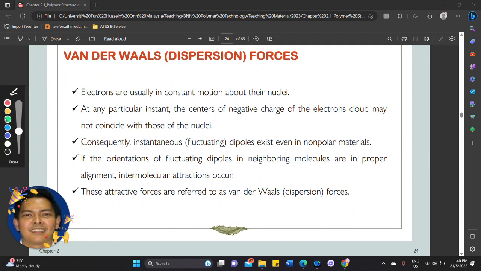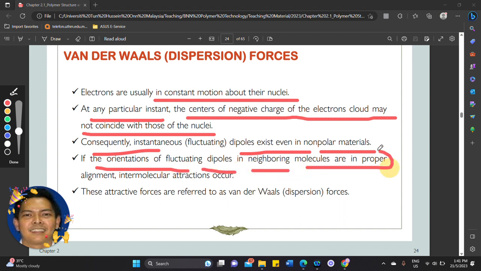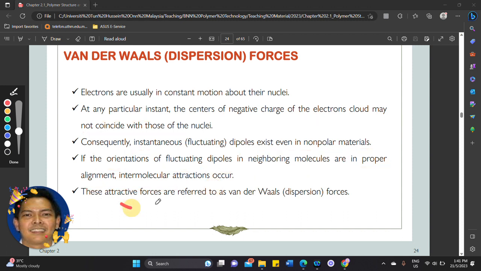Electrons are usually in constant motion relative to their nuclei. At any particular instant, the center of charge of the electron cloud may not coincide with that of the nuclei. Consequently, an instantaneous dipole exists in nonpolar materials. If the orientations of the fluctuating dipoles in neighboring molecules are in proper alignment, intermolecular attraction occurs. These forces are referred to as van der Waals or dispersion forces.